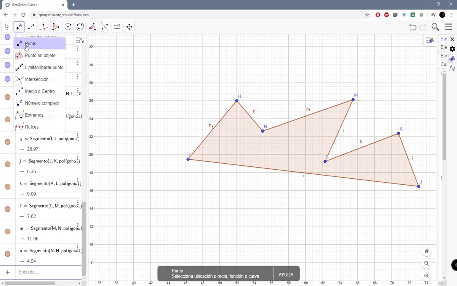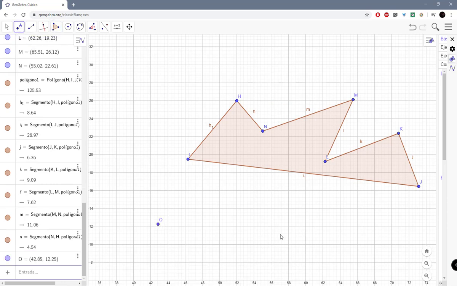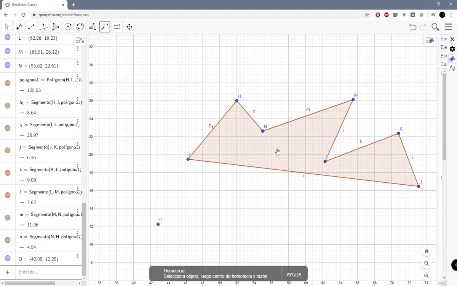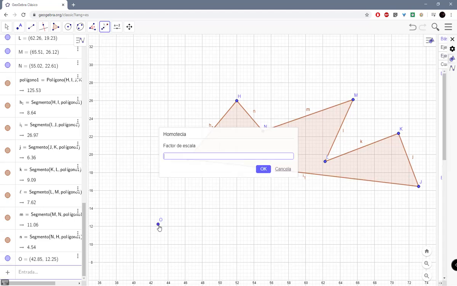And let me put a point, because those are the things that you need for creating a homothesis. Now you can select this tool. Here in this part you can select Homothesis, and it tells you to select the object, later the center of homothesis, and after that you have to provide a scale factor. So let's do it. Select the object, select the center of homothesis, and a scale factor can be anything. So I am going to decide to do it with the number, actually 1.5.